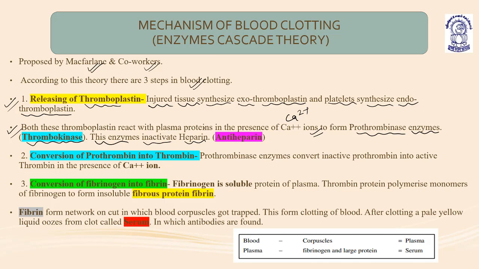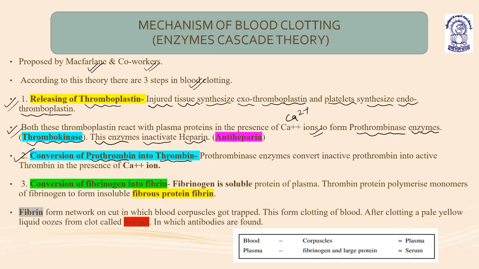So thrombokinase basically removes all the fibers, especially it will degrade the fibrin cross-link polymers, and it will act as an anti-heparin. Okay, this enzyme inactivates heparin, it will help as an anti-heparin. Conversion of prothrombin into thrombin, as we have to make a clot. The very first is production of exo and endothromboplastin. Then they combine to form prothrombinase or thrombokinase enzyme, which acts as an anti-heparin. Okay, it will initiate the clot formation.